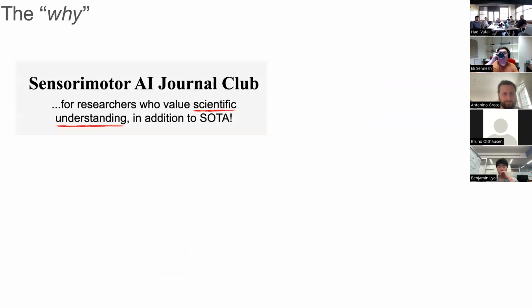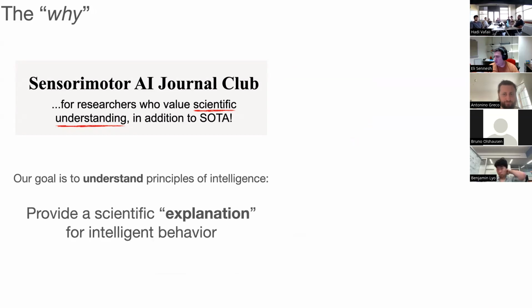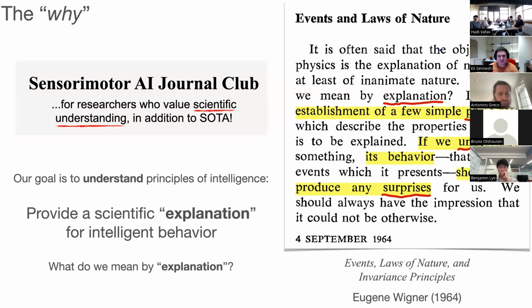All right, so let me explain why we even did this. In the advertisement, we said this is a group for people who value scientific understanding. But what does that mean? Let me try to offer you a definition. If you want to understand something, like in this case, principles of intelligence, you have to provide a scientific explanation for intelligent behavior, which is the phenomenon to be explained. But again, another word, what is explanation? Here, I'm going to borrow from Eugene Wigner, because I'm a physicist and I like his abstract way of thinking. He says, explanation is the establishment of a few simple principles which describe the properties of what is to be explained.